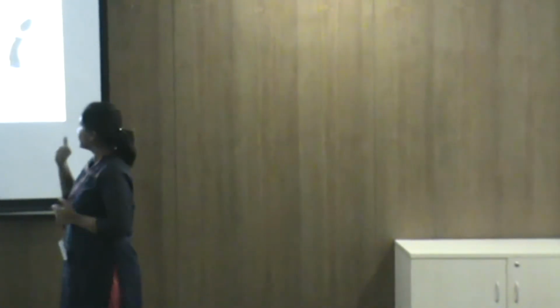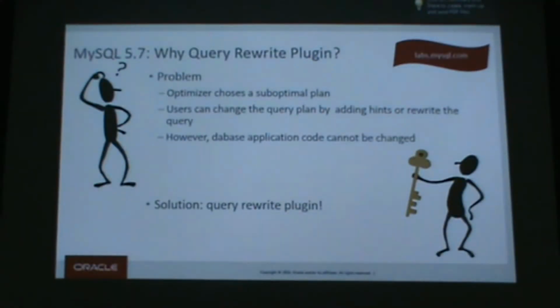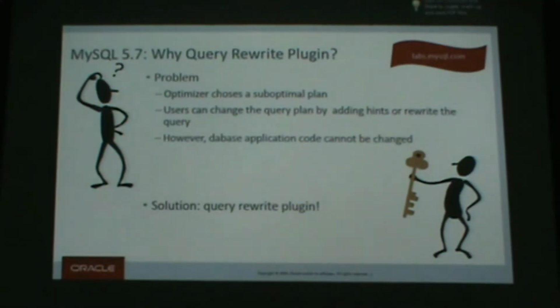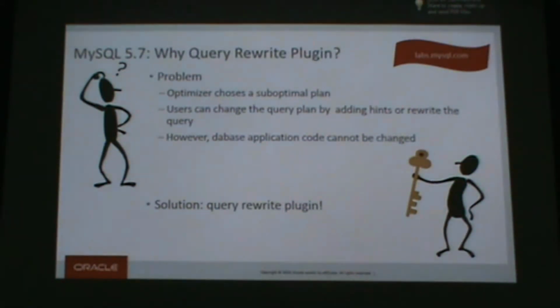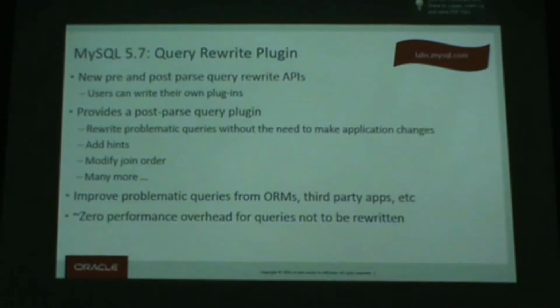So for that, there is a query rewrite plugin that is given now with 5.7, wherein it actually rewrites the query, adding the hints. This is a post-parse query plugin. So the user can tell that for a query like select star from T where so and so condition, you can rewrite the query to select star from T1, force index I1 where so and so.